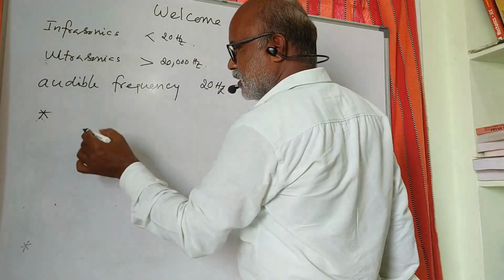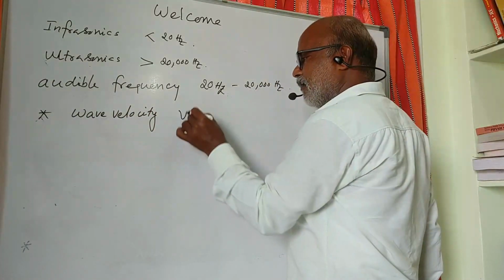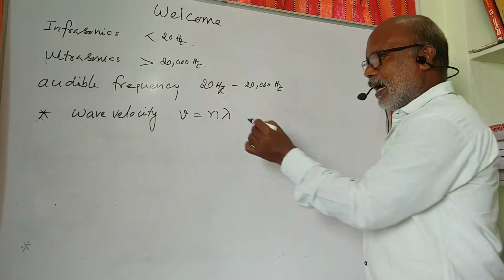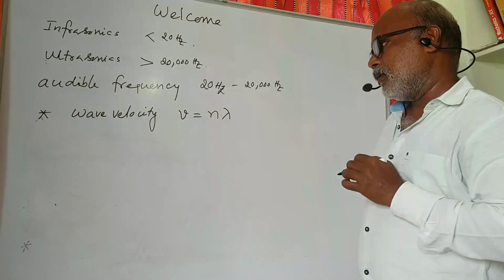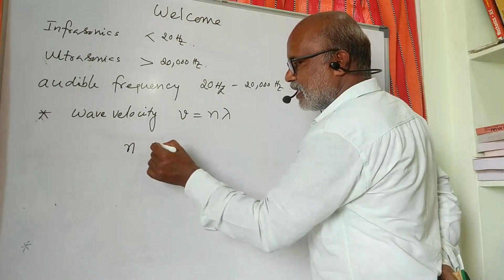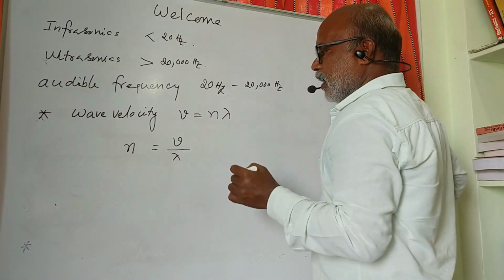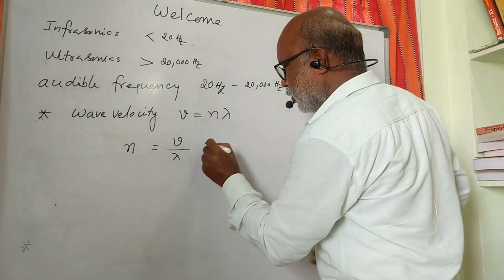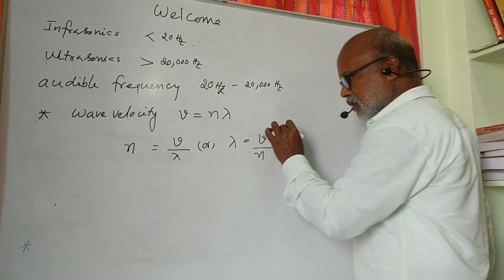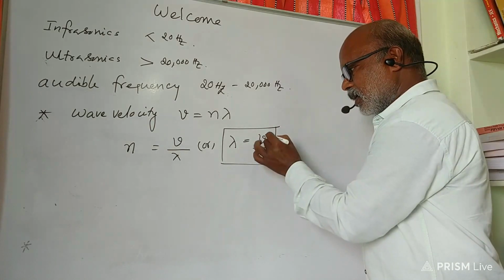Another important point is wave velocity. According to the formula, wave velocity can be written as V = nλ, where n is the frequency of the sound and λ is the wavelength of sound. So if you want to calculate the frequency using this formula, the frequency is n = V/λ, or you can calculate the wavelength: λ = V/n. Keep this very important. If you want to calculate the wavelength range, use this formula, λ = V/n.